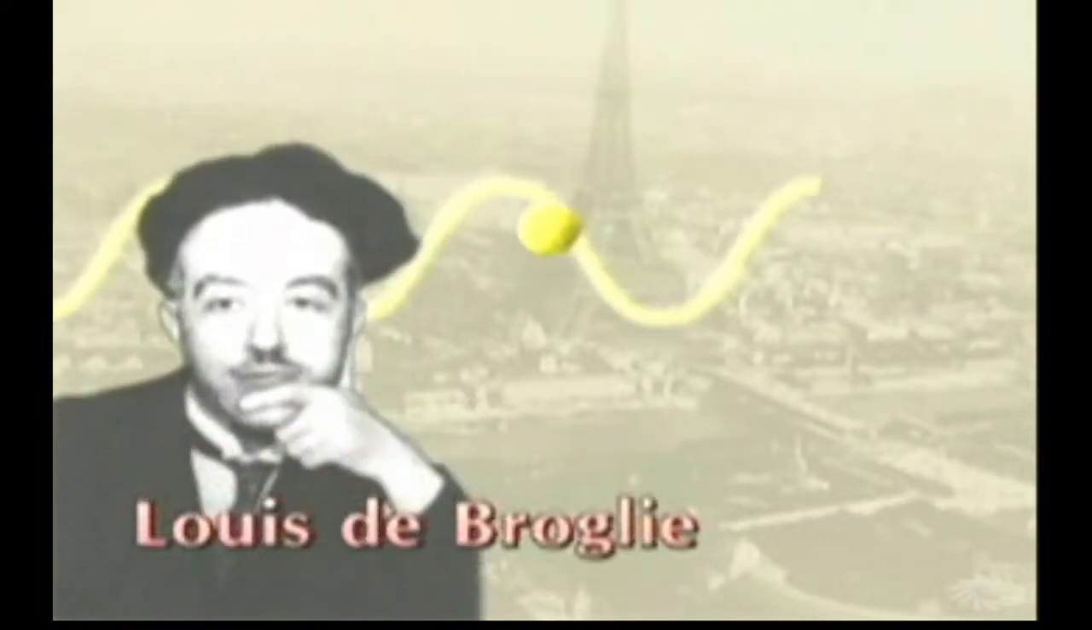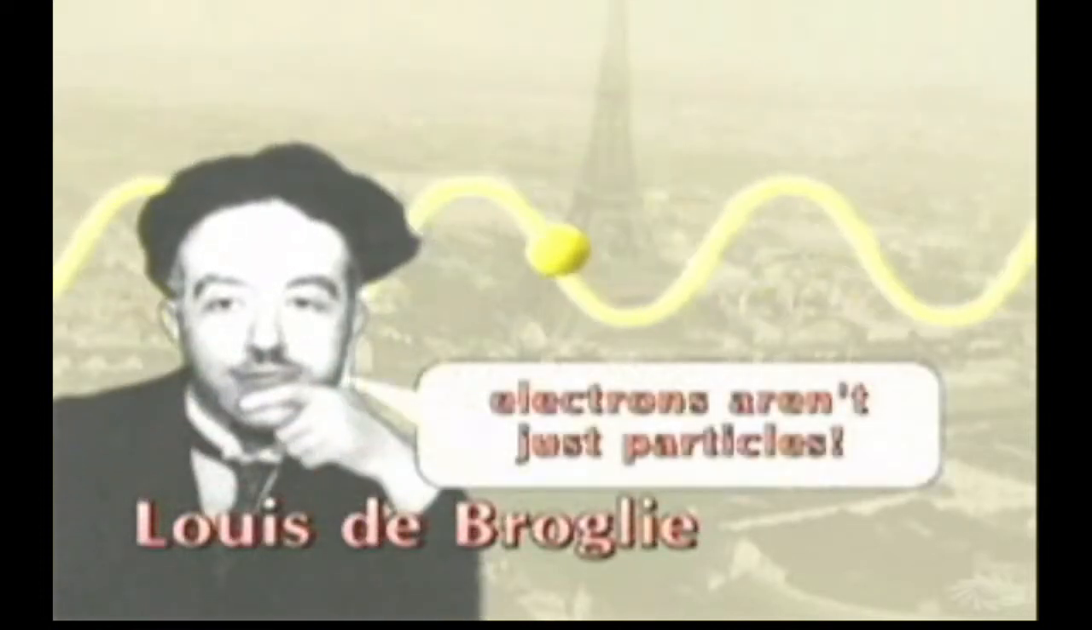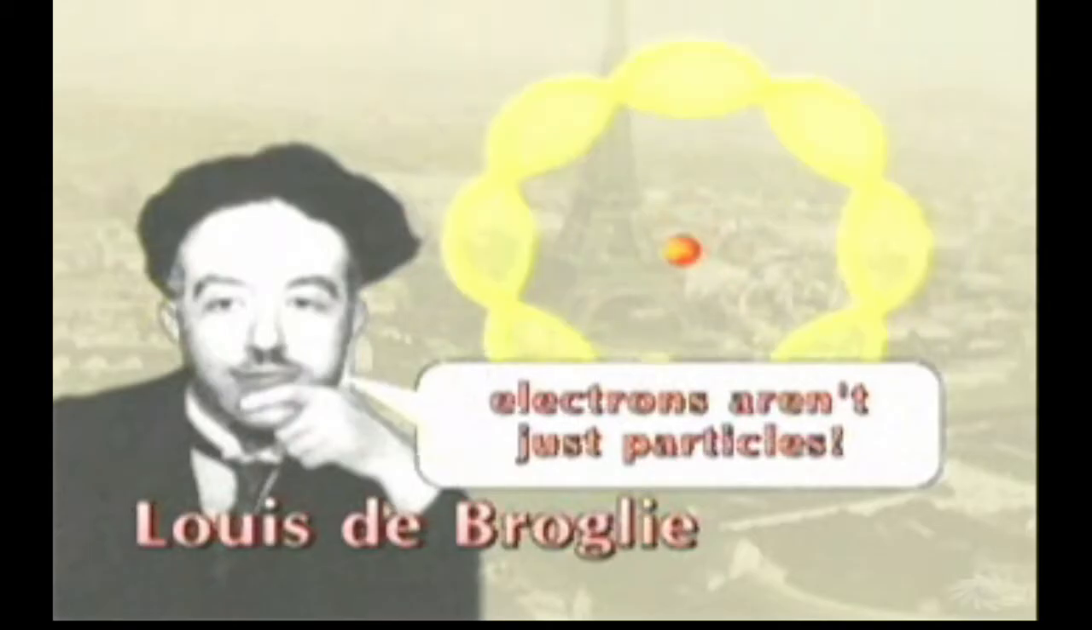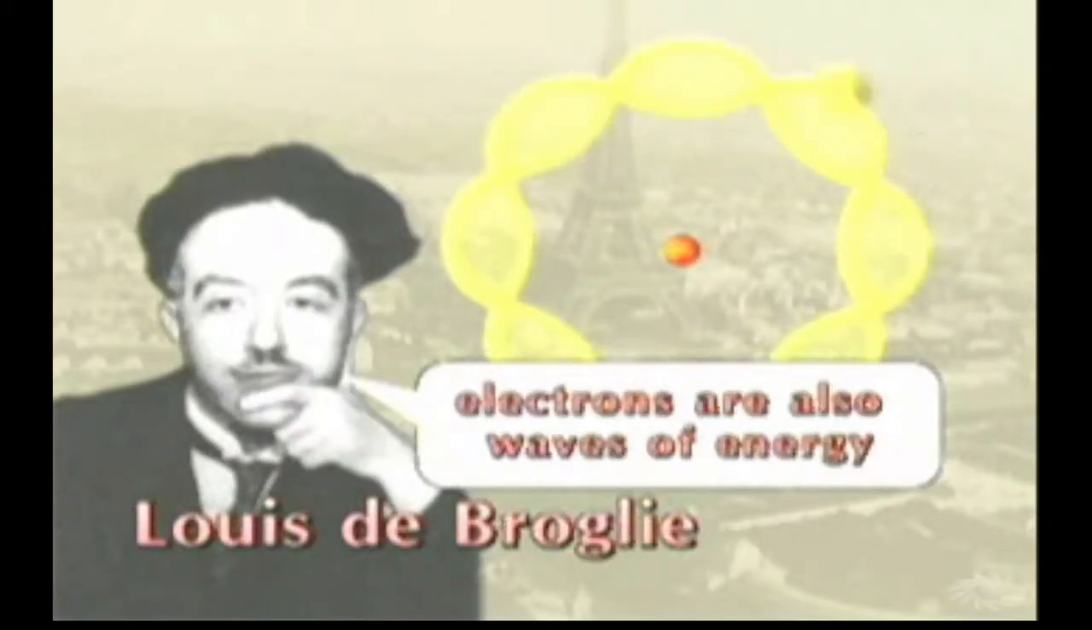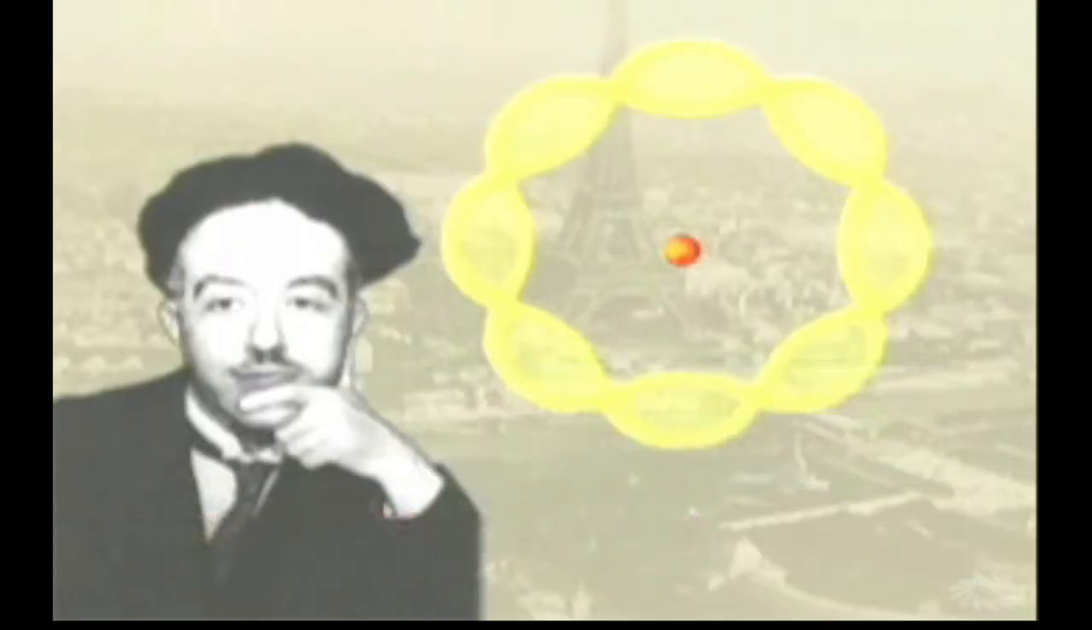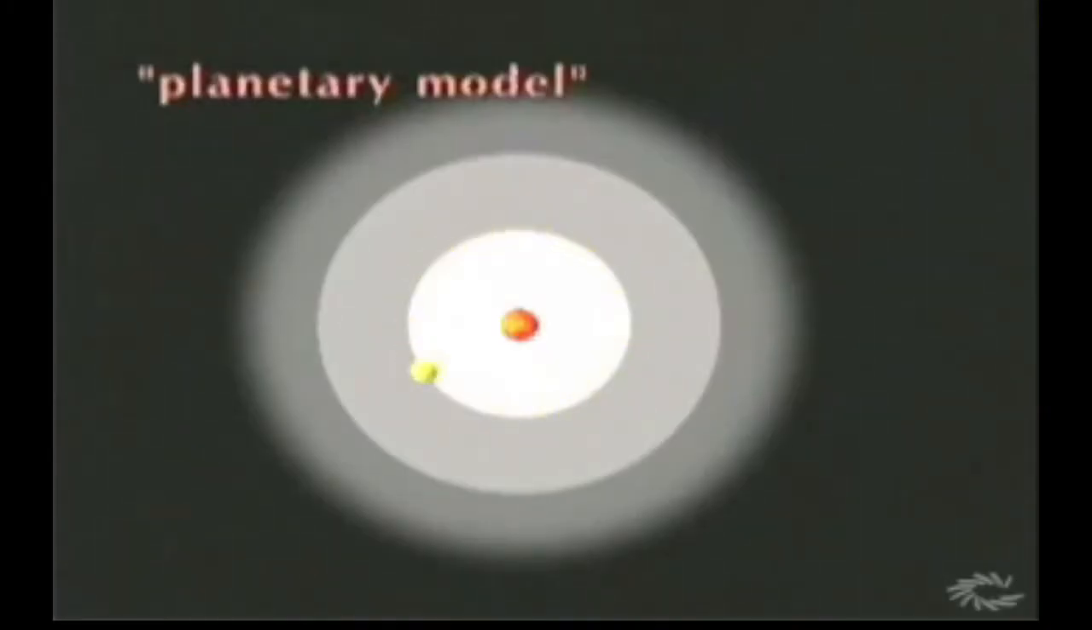Louis de Broglie, a French physicist, proposed that electrons were not only particles, but also a form of energy that acted in a wave-like manner. But the more evidence that was gathered, the more scientists came to understand that atoms were not like the solar system at all, because the electrons did not circle the nucleus in regular orbits.